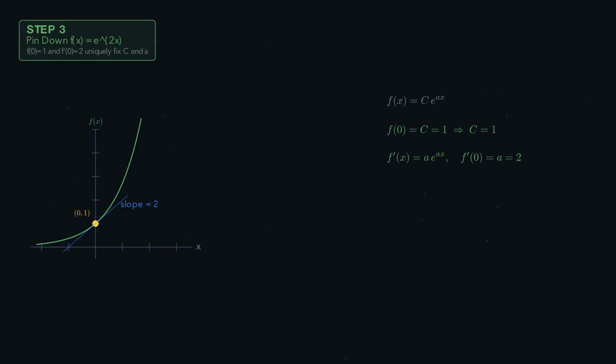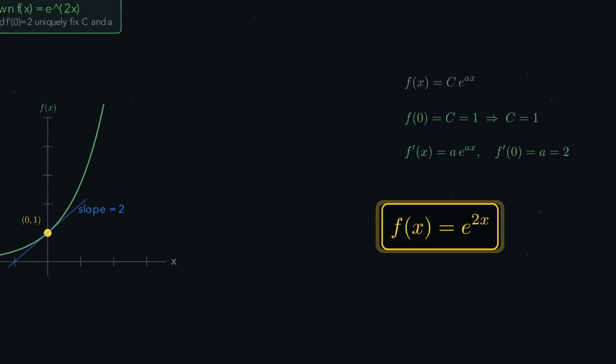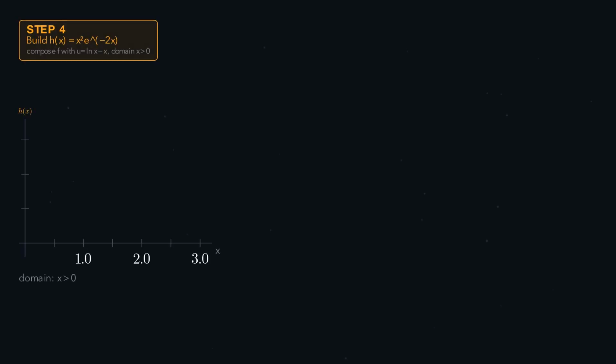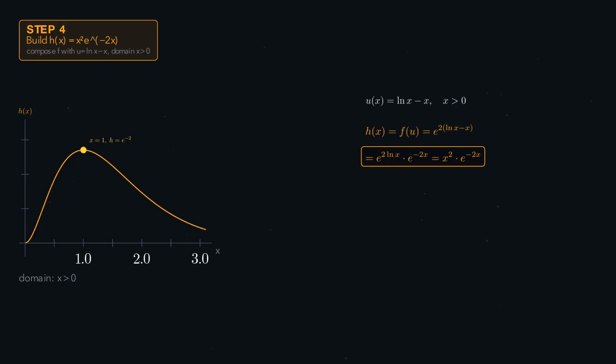Now we plug in, f of 0 equals 1 forces c to equal 1. F prime of 0 equals 2 forces a to equal 2. So our function is f of x equals e to the 2x. Let's compose. We substitute log x minus x into f. Since f of u equals e to the 2u, we get x squared times e to the negative 2x.